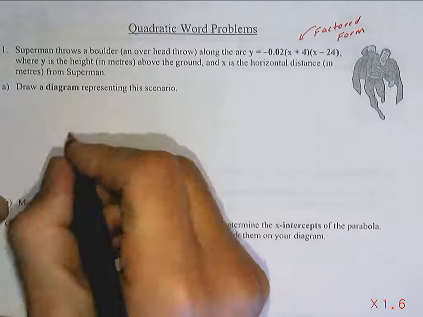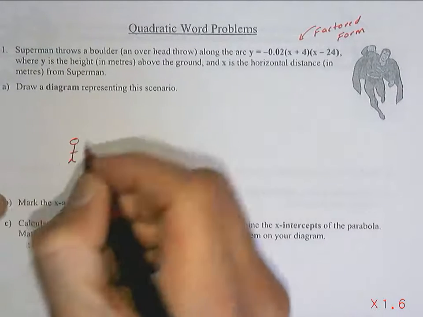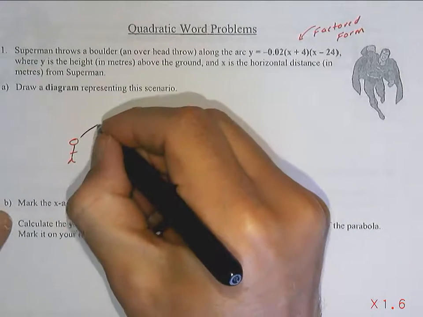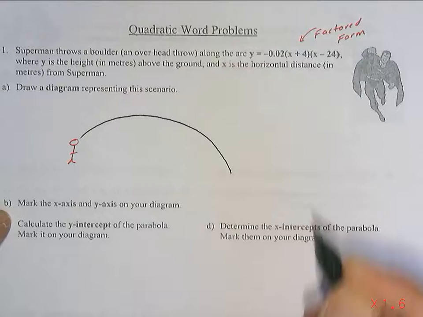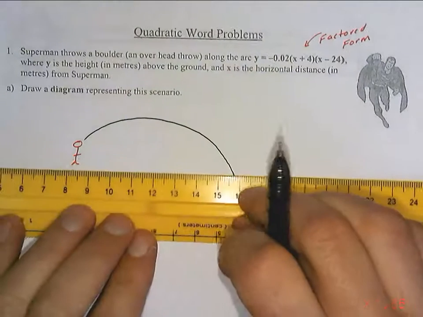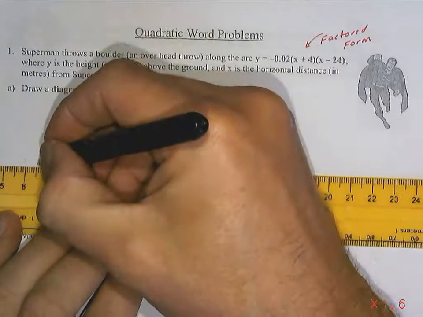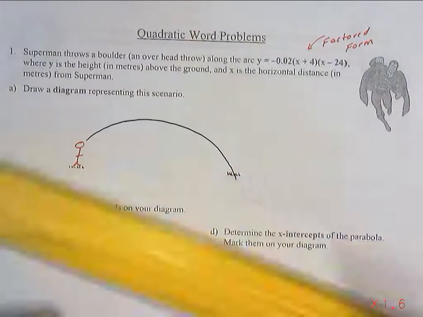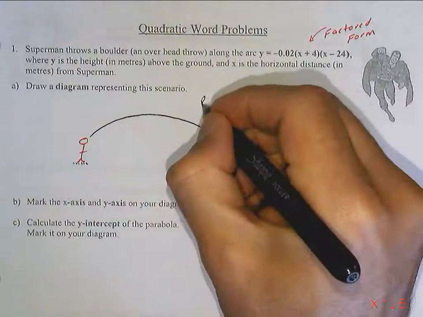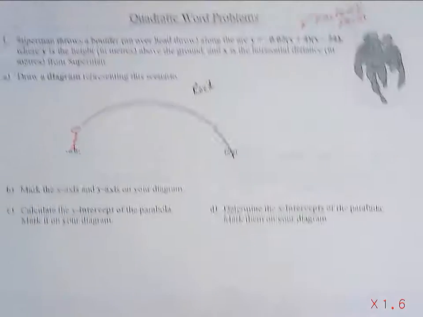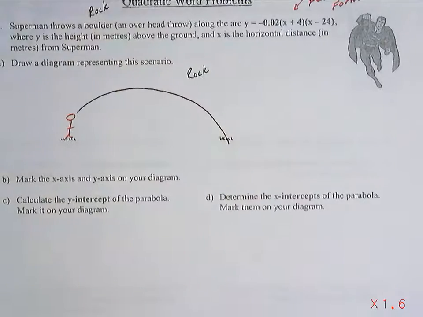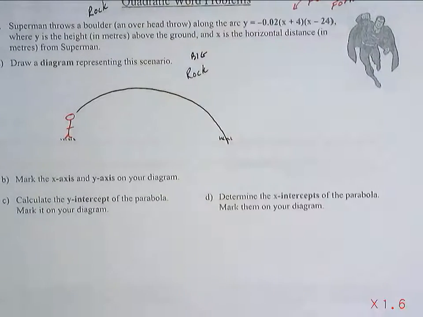Draw a diagram representing this scenario. Okay, so there is Superman, and he is throwing a rock, and it's following an arc, and I'm assuming it's going to hit the ground. So Superman stands here, and there's the ground over there, and this is a rock flying through the air. You know that a boulder is another name for a rock, right? Yeah, boulder's definitely bigger. Big rock. There we go.